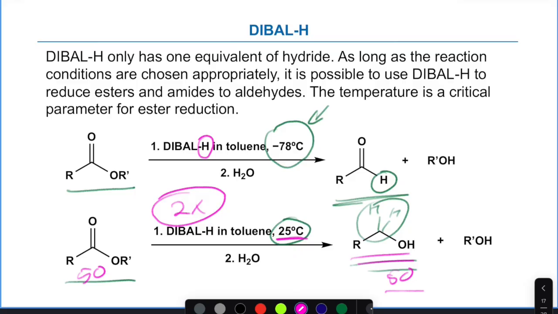All we're trying to emphasize is DIBAL is not magic. It will hit esters. It will hit ketones. It will hit aldehydes. Esters just give us a small window of opportunity where we can add this selectivity to stop at aldehydes if we want. This reaction here is why we typically use DIBAL, because we're trying to enforce selectivity.